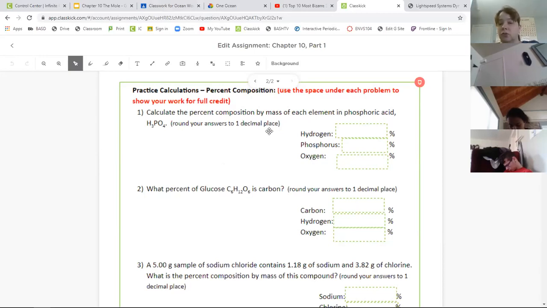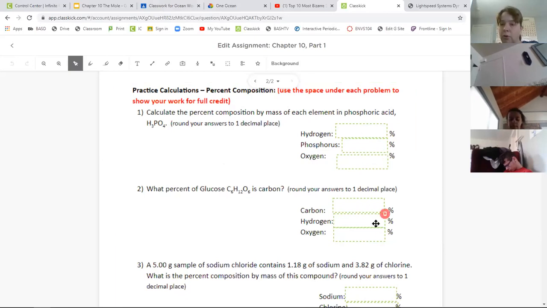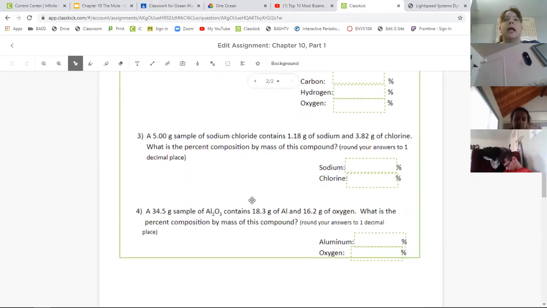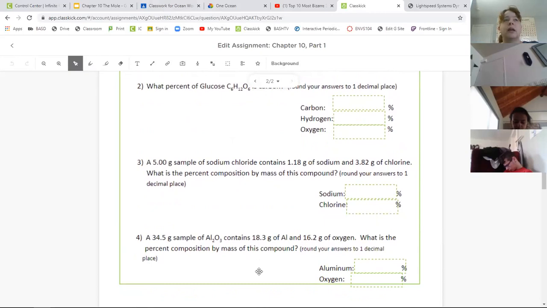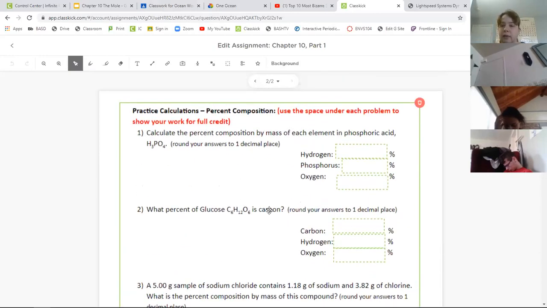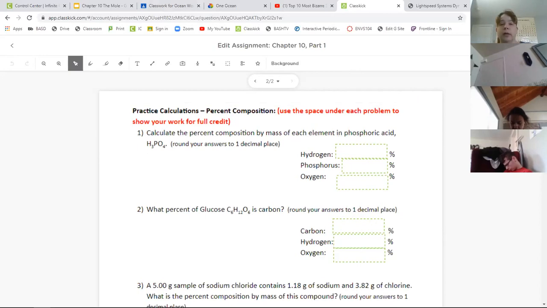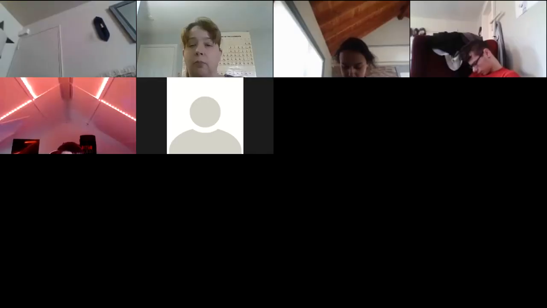You're going to round your answers to 1 decimal place here so that the computer recognizes them. And the first 2 examples are, you're given the formula, so you need to use the periodic table. The second 2 examples, you're given the actual masses, so you don't need the periodic table for those. Okay, raise your hand if you need help. Please, please, please spend time doing this so that you don't get too far behind. Okay, I will be monitoring you in Classkick, so if you need help, put up your hand.